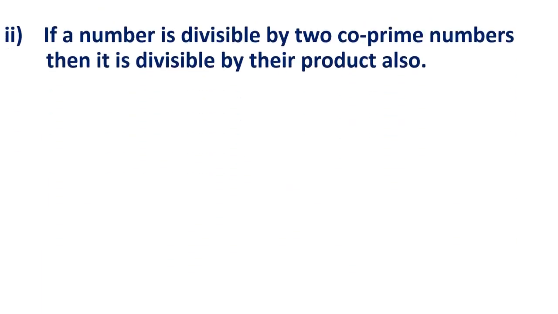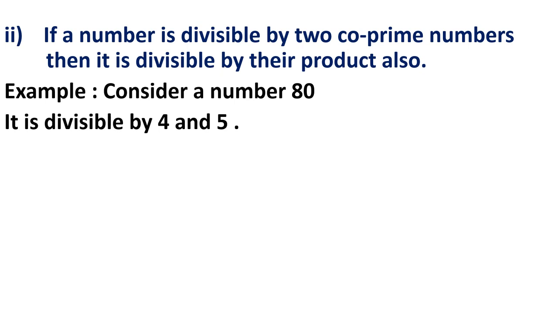If a number is divisible by two co-prime numbers, then it is divisible by their product also. What are co-prime numbers? Co-prime numbers are those numbers whose common factor is only 1. So if a number is divisible by such two numbers whose common factor is only 1, then that number is divisible by their product also. See the example.